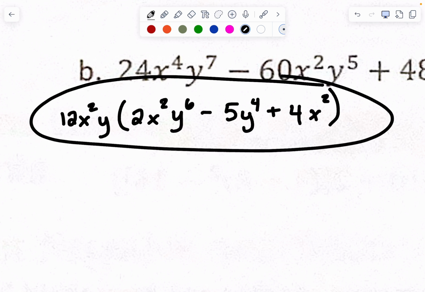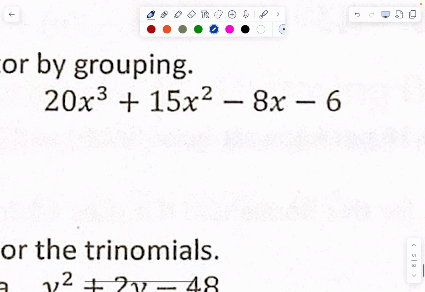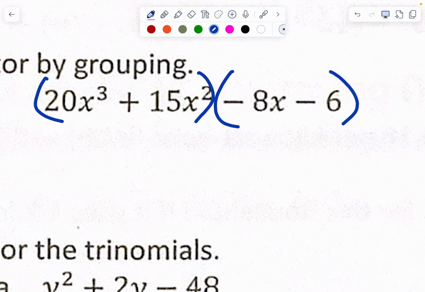Factor by grouping. Group the first two. Group the second two. What are you going to pull out? 5x squared. 5x squared. Got it.